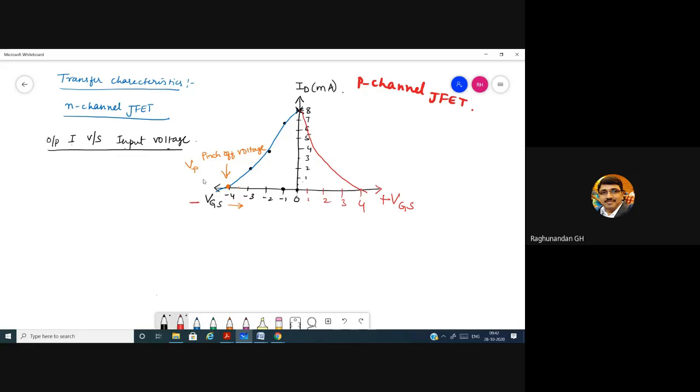Again, this point is known as pinch off voltage. It is the voltage after which the current stops flowing in the JFET. This is the transfer characteristics of JFET. After this, they will be asking the characteristic parameters of JFET.